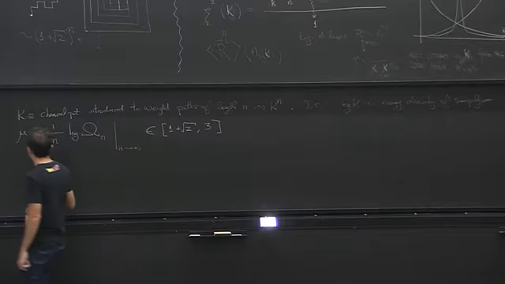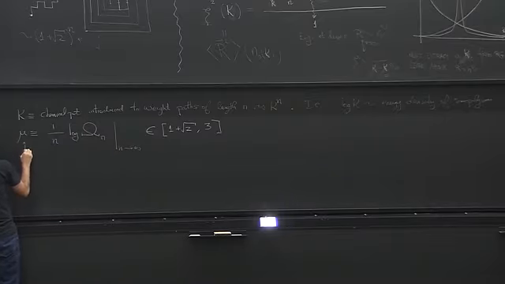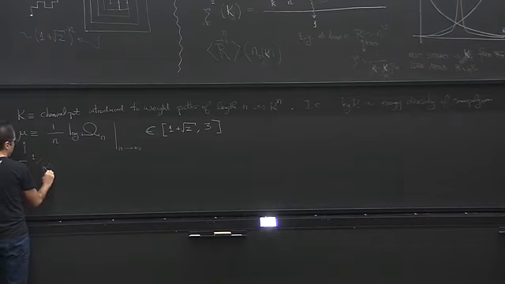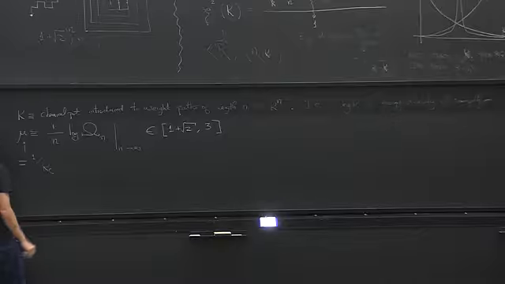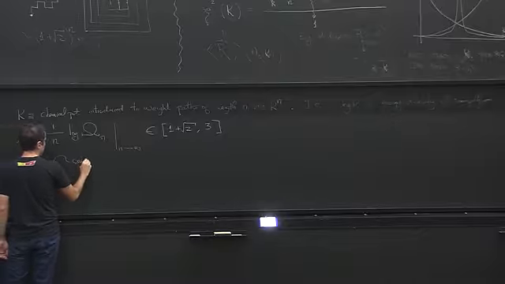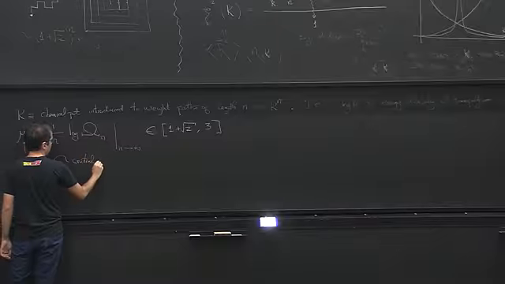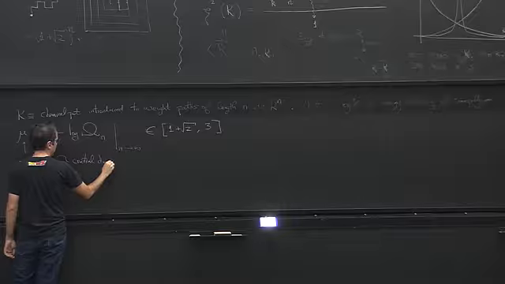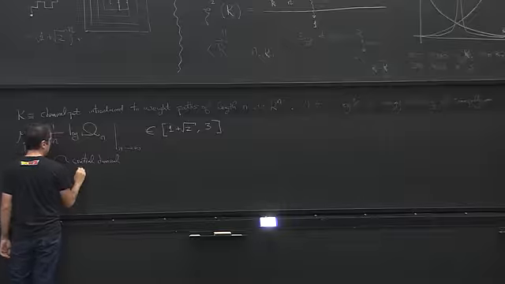But what was nice is that we saw that this mu is actually equal to 1 over a critical Kc, where this is a critical chemical potential.